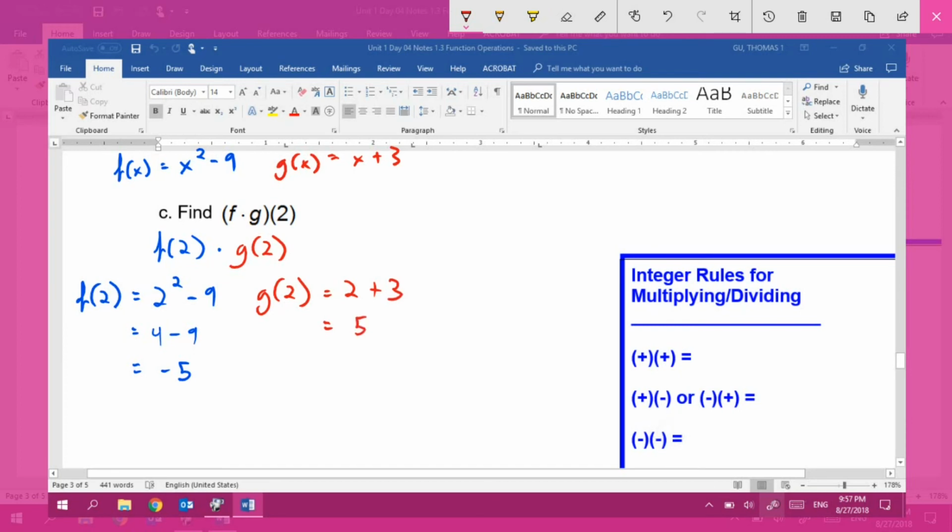There we go, 5. So now all we have to do is take these two answers and multiply them together, because that's what our original function says to do. So my final answer is going to be negative 5 times 5, and that is negative 25. Boom. So when you have something like this, you can find the two answers separately first and then find your final answer.